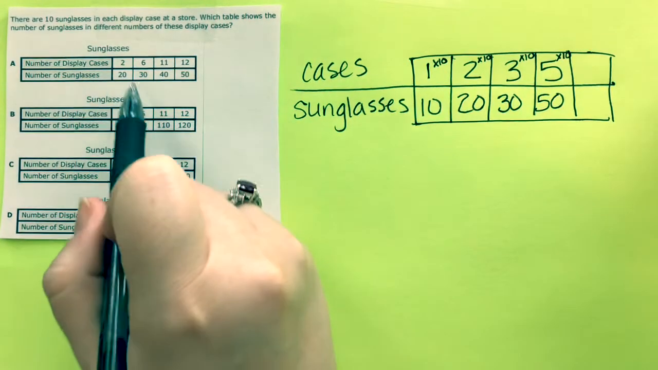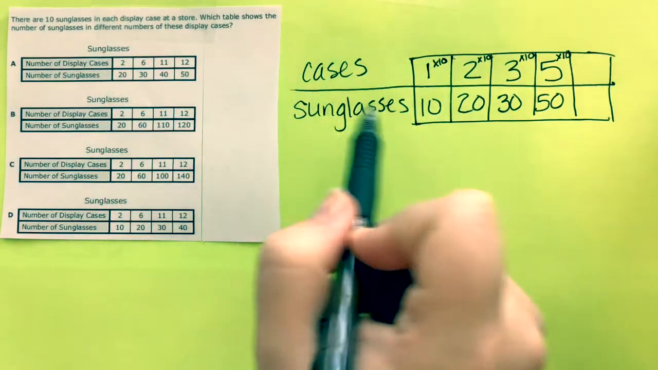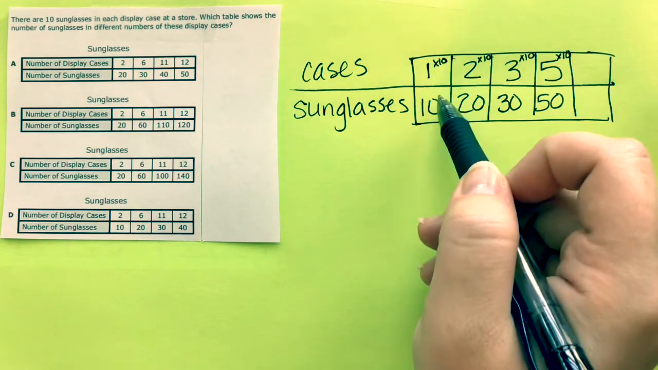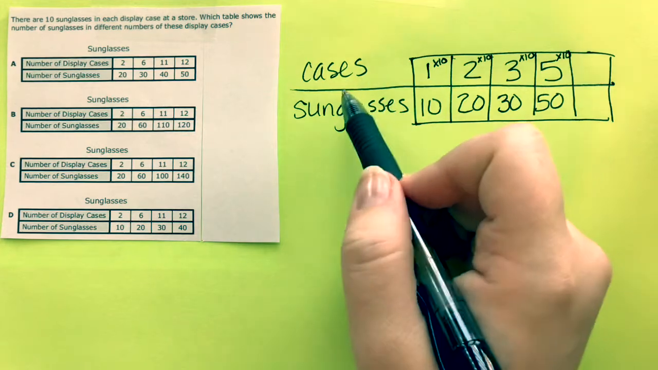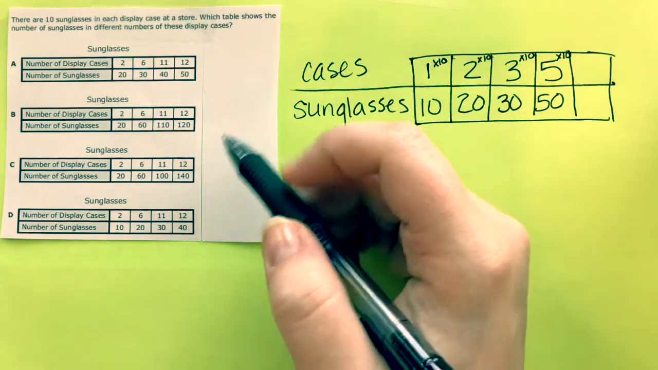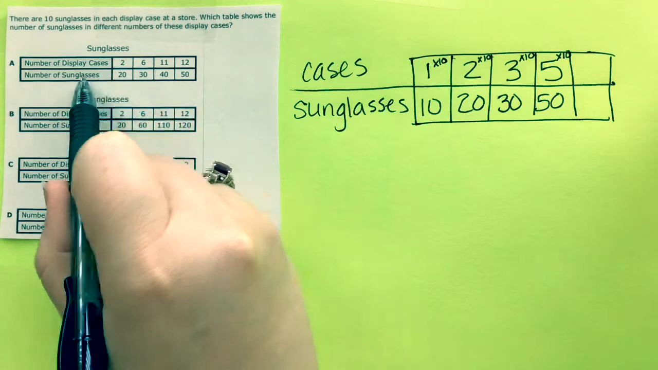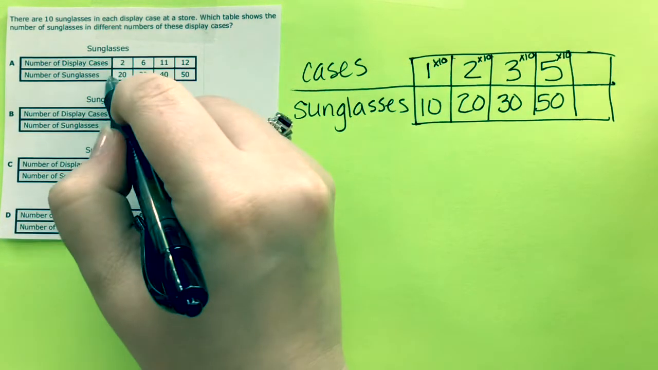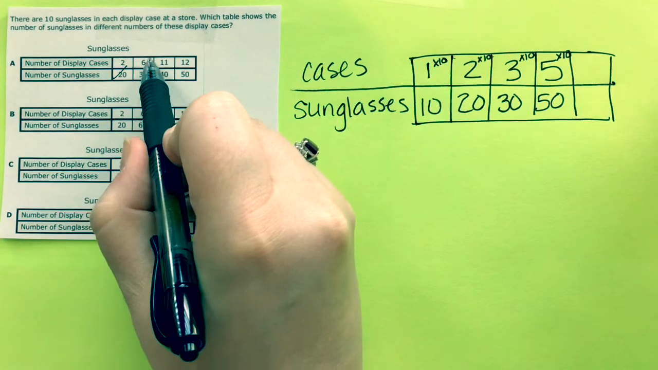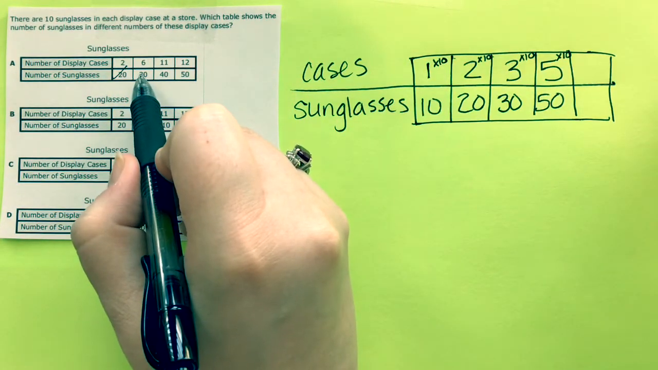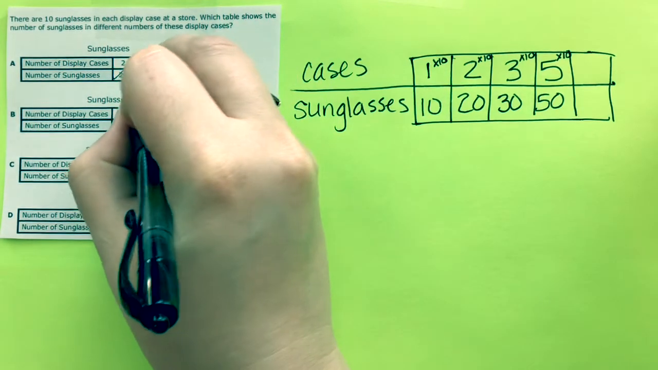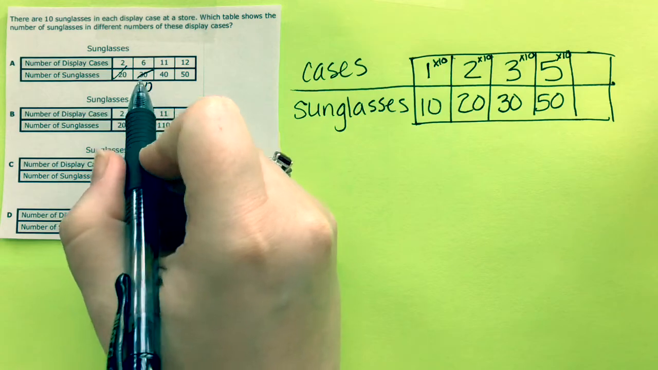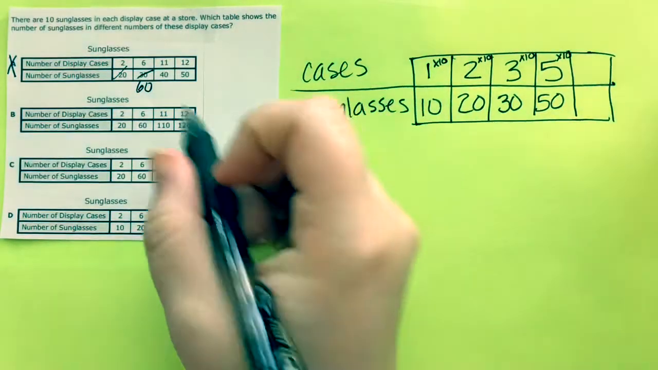So let's go ahead and look at our information over here. What we're doing is trying to find the table that shows the correct information. So I know that each case has times 10 sunglasses. So that's the rule that I'm going to be using to try to find the right table. So I have cases. So 2 cases, 20 sunglasses. 2 times 10 is 20. So that one's right. 6 times 10 is not 30. 6 times 10 would be 60. So there would need to be 60 sunglasses in this for 6 cases. So I know that A is not a correct answer choice.